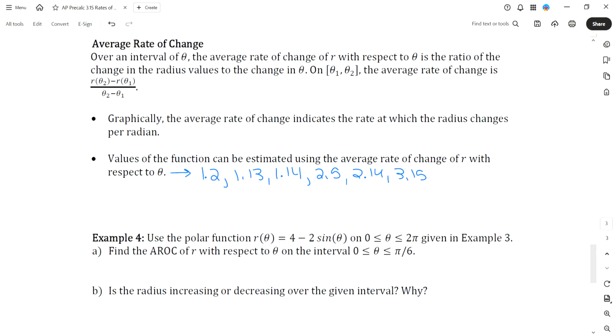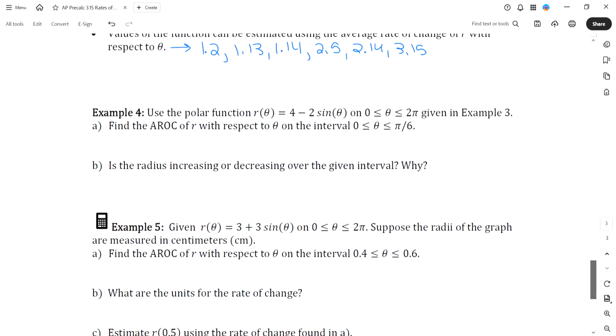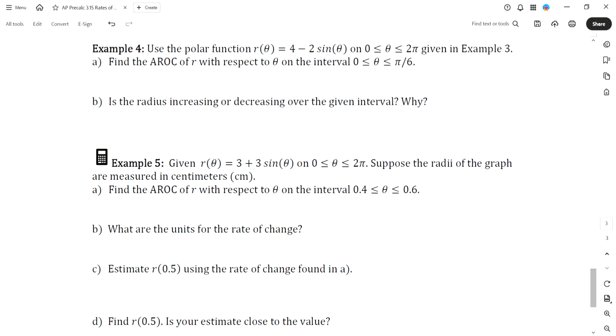Yes. Yeah. So let's kind of walk through these two examples and then we'll be back. Let's see. Blessing. There you go.